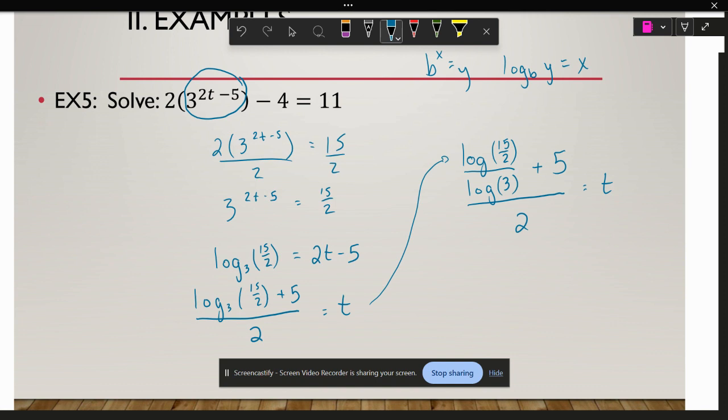So log of 15 divided by 2, divided by log of 3. And then after that, I would hit enter just to get that unique decimal. And then plus 5, and then I would hit enter again, and then divide by 2. You should get 3.42. And I'll repeat that one more time for you.